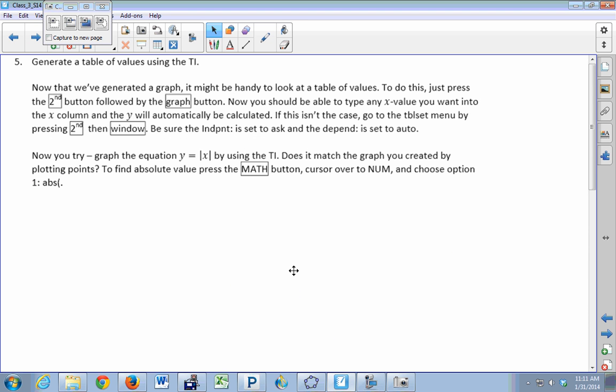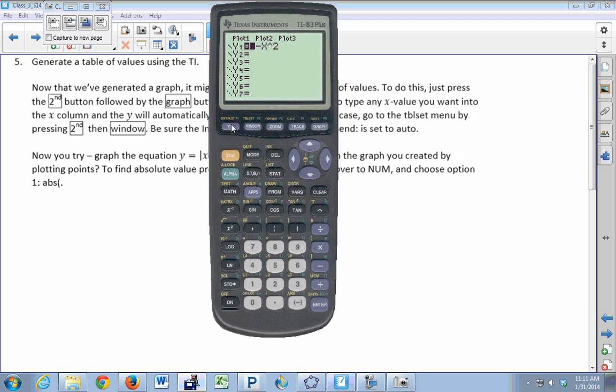Okay, so let's see how we actually saw how to generate a table of values the other day in class. So let's do it quickly for the absolute value, because that's kind of a tricky one to find. So I want to turn off this equation. To turn off this equation, you can either clear it out or you can just move your left cursor over and hit enter. If that's not blinking, it's not on. So now, how do we get absolute value?